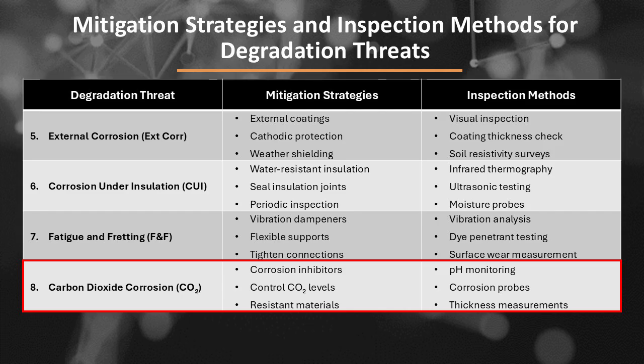Degradation threat number 8, carbon dioxide corrosion or CO2. Mitigation strategies for carbon dioxide corrosion or CO2 may include corrosion inhibitors, control CO2 levels, and resistant materials. Inspection methods for carbon dioxide corrosion or CO2 may include pH monitoring, corrosion probes, and thickness measurements.